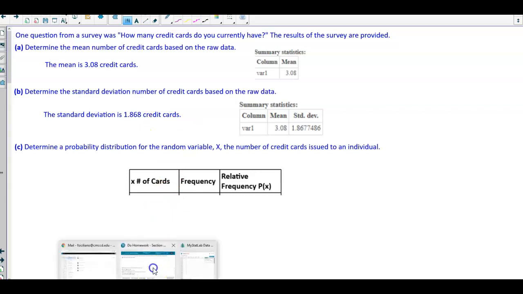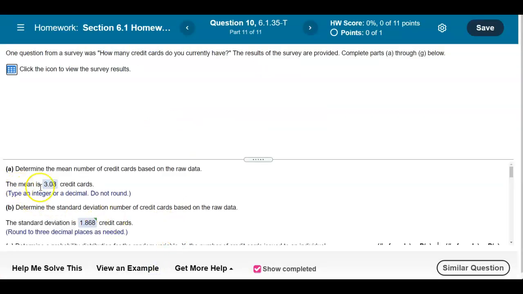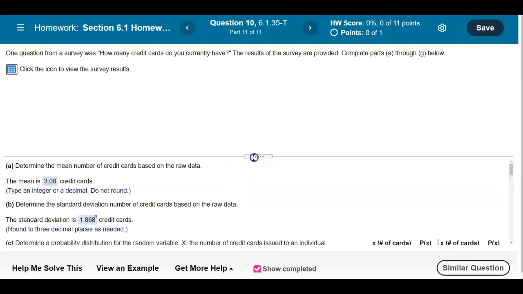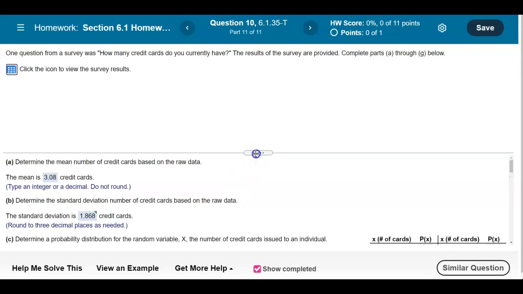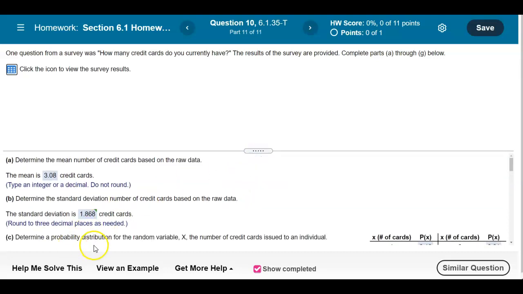Let's verify our results on this page. So there's the mean, which is 3.08, and there is the standard deviation at 1.868. Okay, now the next question they want us to do is to determine the probability distribution for the random variable x, which is the number of credit cards issued to an individual.